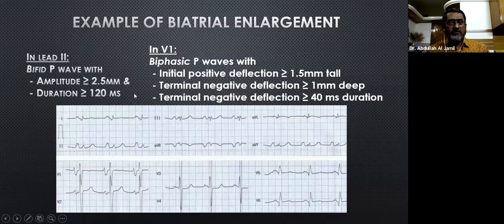This is biatrial enlargement. Here the biphasic P wave has amplitude more than 2 millimeter and duration more than 120 milliseconds. So it is clearly seen in lead 2 with a notch on the top of this large P wave. And in lead V1, the initial part is peaked and sharp, and the terminal part is deep and wide, indicating biatrial enlargement.